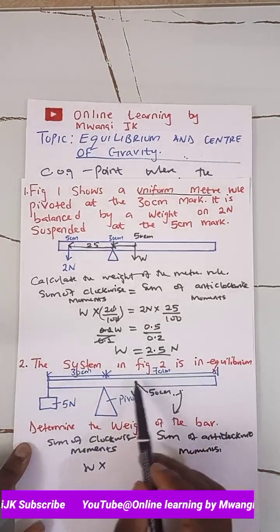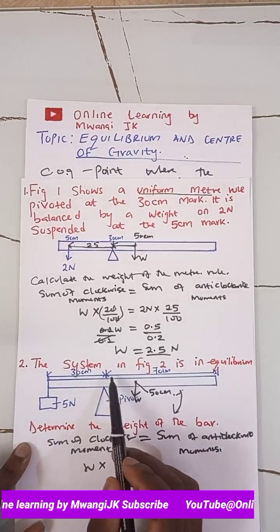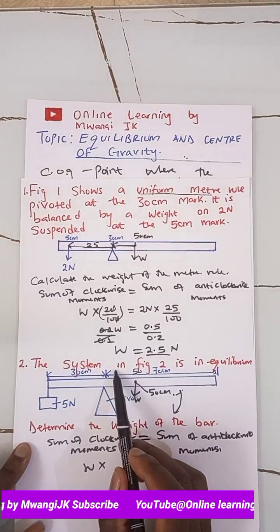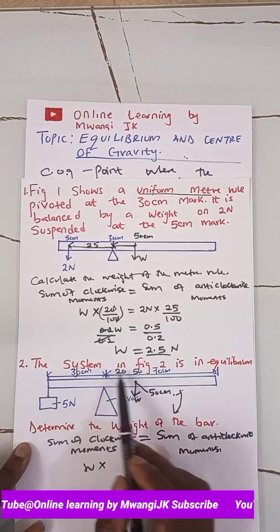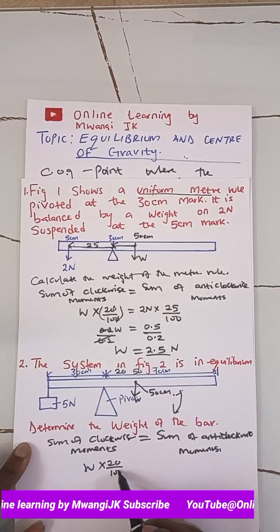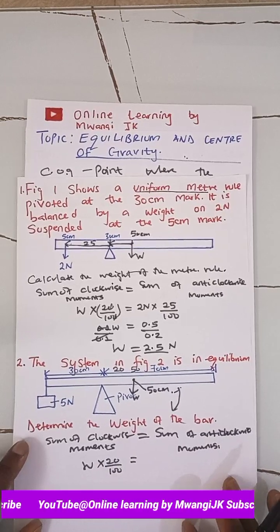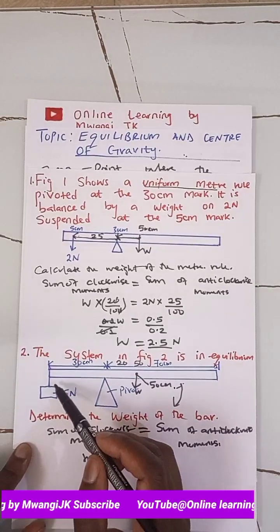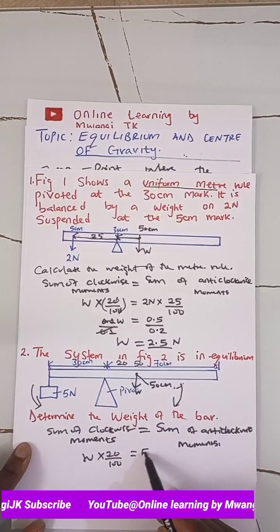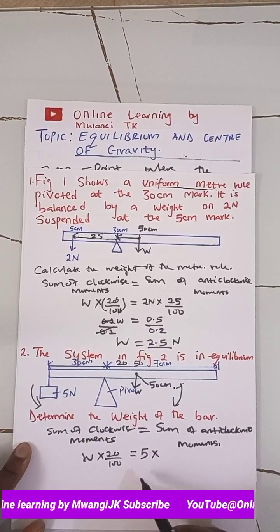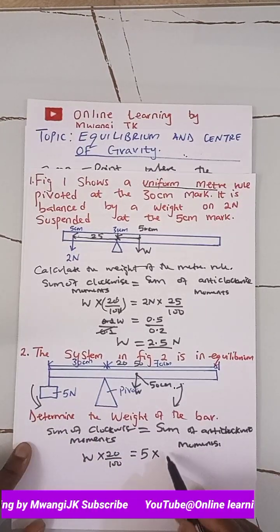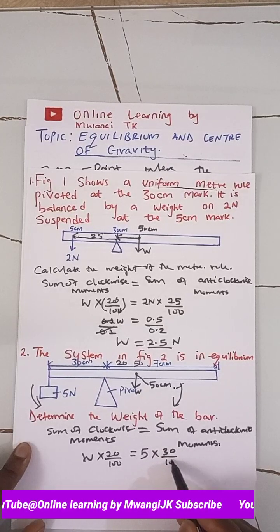So if we have this being 30, then at this point we have 50. So it means this is 20 to make it to 50. So we are talking of 20 over 100. This should be equal to the sum of anticlockwise moments. So this one gives the anticlockwise moment: 5 Newton, and it is at the edge. So 5 times the distance from the pivot, which is 30, so 30 all over 100.